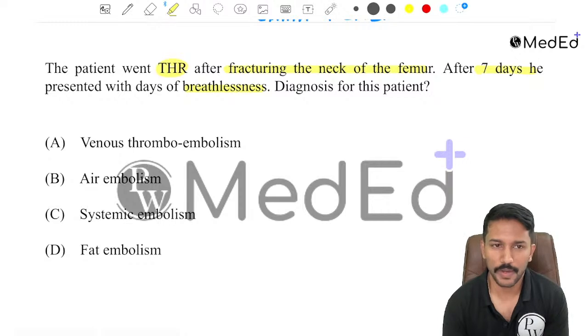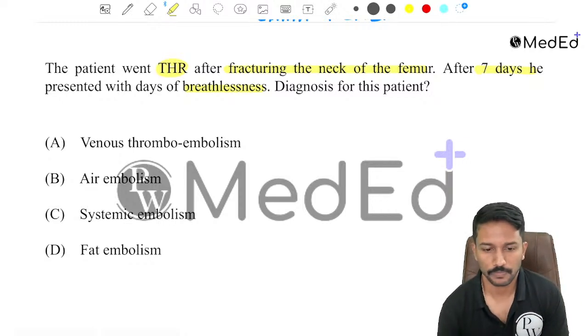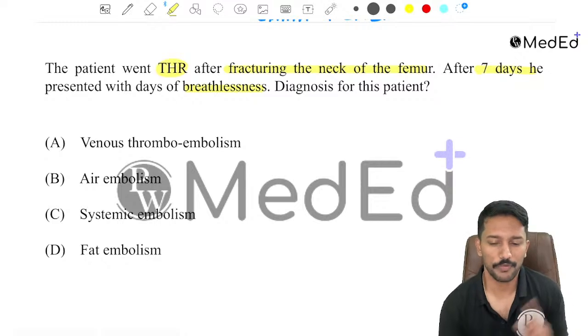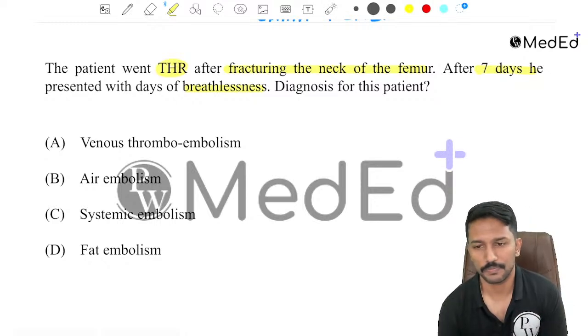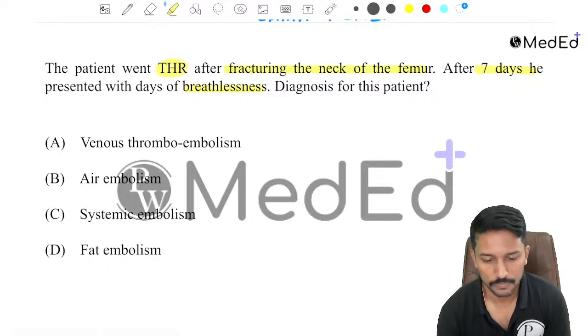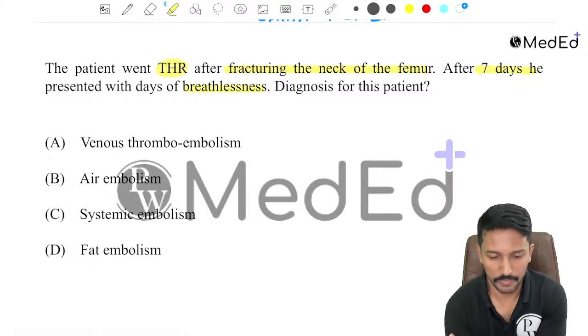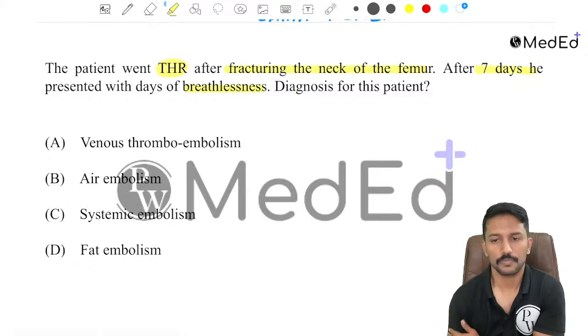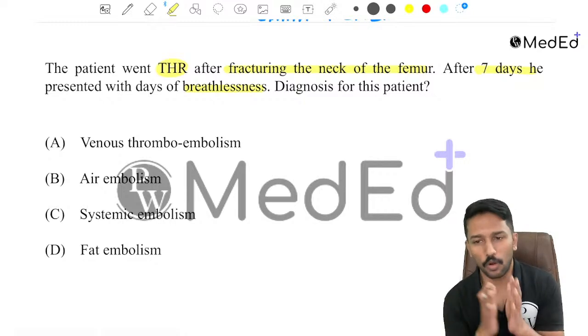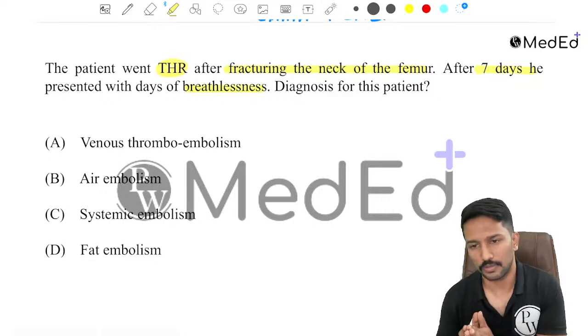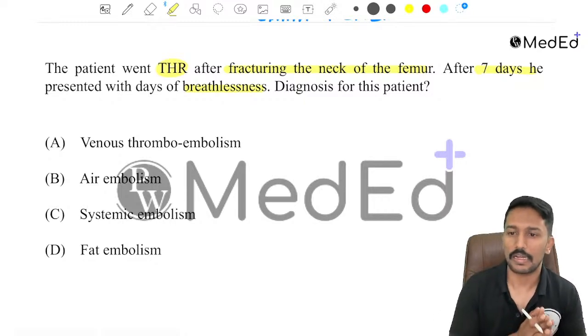Okay, how many of you think it is fat embolism and how many of you think it is venous thromboembolism? Which one is more common, fat embolism or thromboembolism? Paritosh, yeah, we will address that. What is more common? Thromboembolism is more common than fat embolism. Fat embolism is relatively rare.